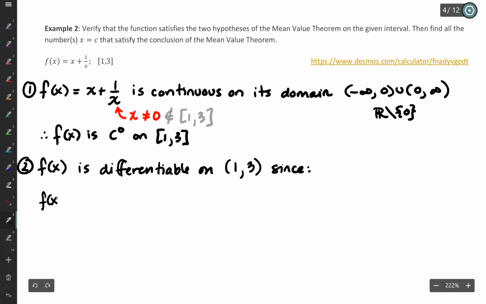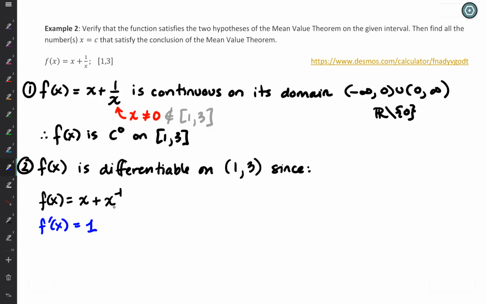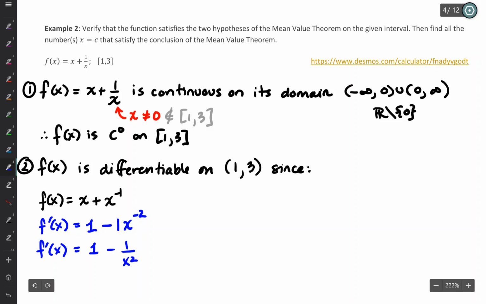Before I take the derivative of this function, I want to write x plus 1 over x. I'm going to write 1 over x as x to the minus 1 power. Going term by term, the derivative of x is 1, plus the derivative of x to the minus 1 is minus 1, x to the minus 2. The derivative of this function is 1 minus 1 over x squared.